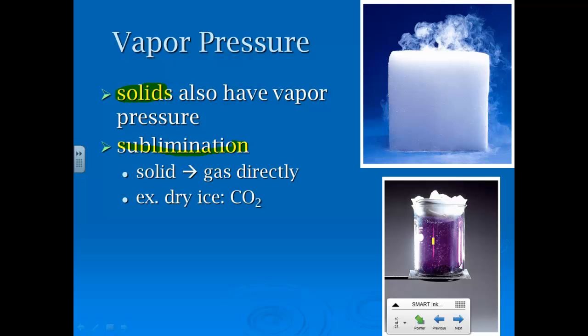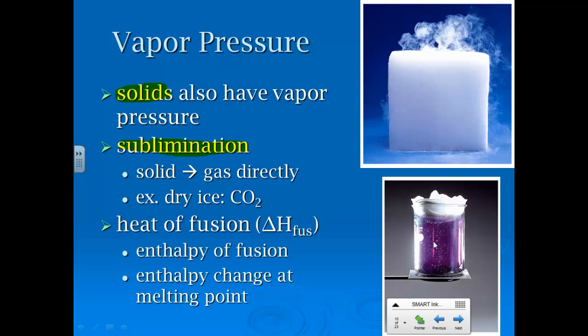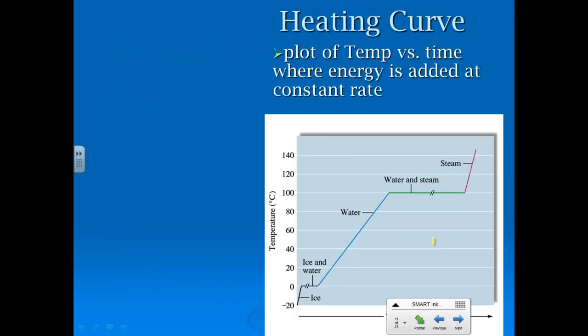Solids also have some amount of vapor pressure. Sublimation is when a solid goes directly to a gas. For example, dry ice is carbon dioxide, which goes directly from solid to gas. And now heat of fusion. This is the enthalpy of fusion, the enthalpy change at the melting point. I always feel like this should be opposite because I think of fusion as putting things together, but this is really the energy related to melting something at one specific point. So it's the enthalpy change that occurs at the melting point.